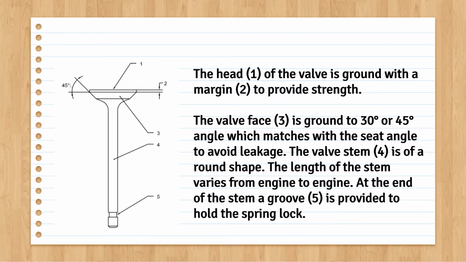The head of the valve is ground with a margin to provide strength. The valve face is ground to a 30° to 45° angle which matches the seat angle to avoid leakage. The valve stem is of a round shape. The length of a stem varies from engine to engine. At the end of the stem, a groove is provided to hold the spring lock.